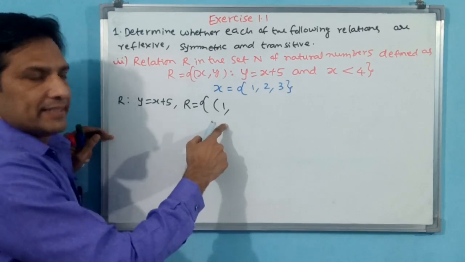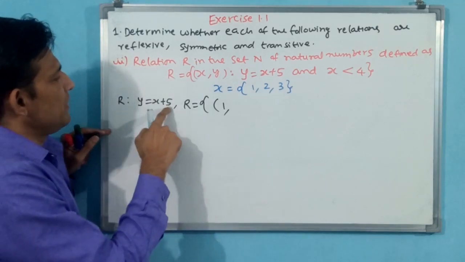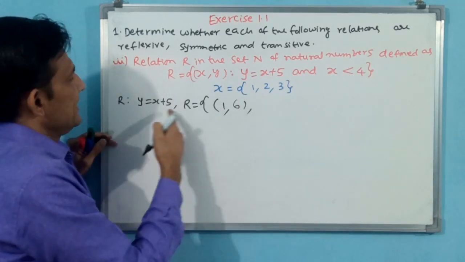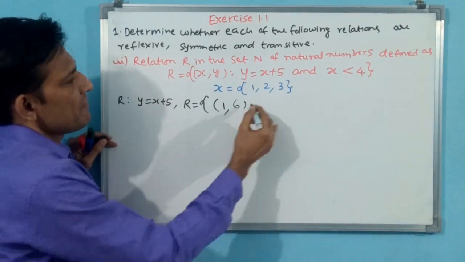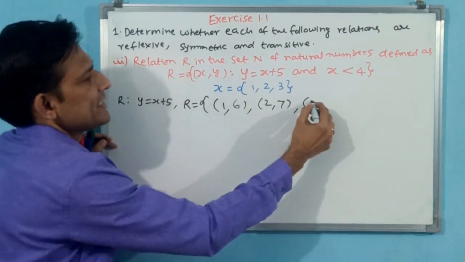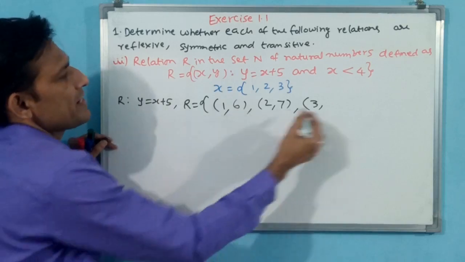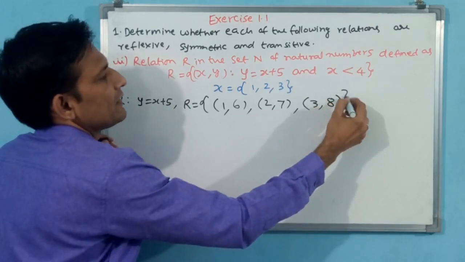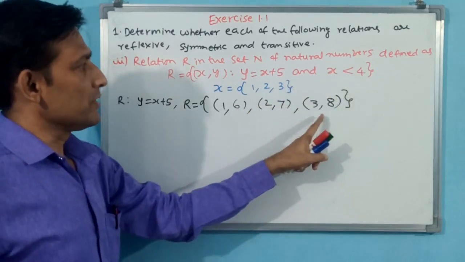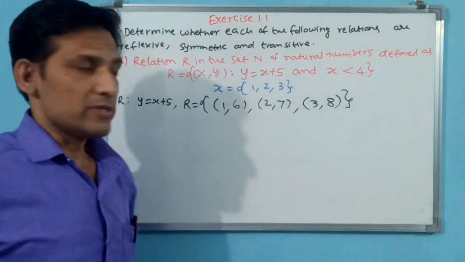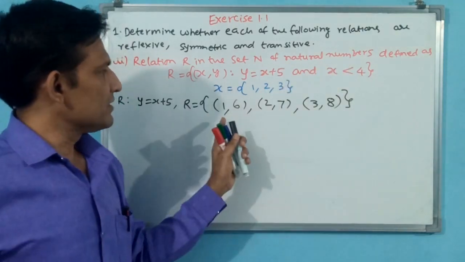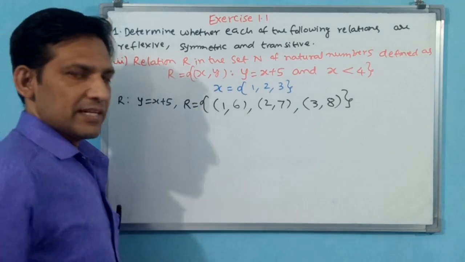1 I take as x. What will be the y? 1 plus 5, 6. Okay. 2 I take as x. 2 plus 5, 7 will come. 3 I take. 3 plus 5, 8 will come. Close. Why? Because you should not go more than 3. Less than 4 only you have there. Even though y is not controlled, but x is controlled. Okay. This is the relation. That means 3 individual pairs are there.